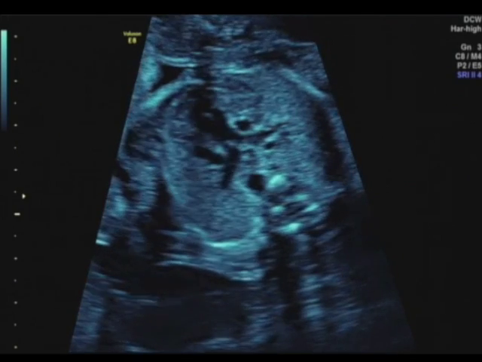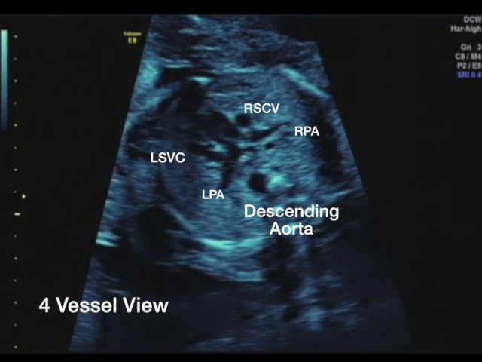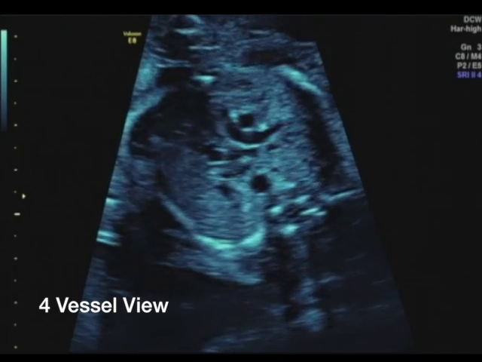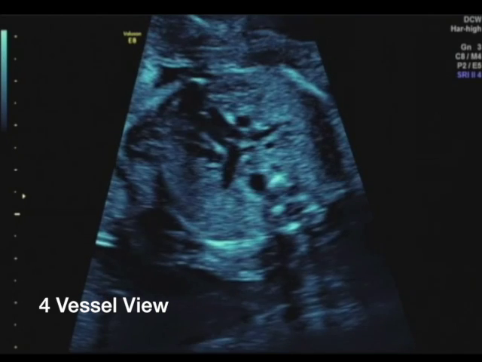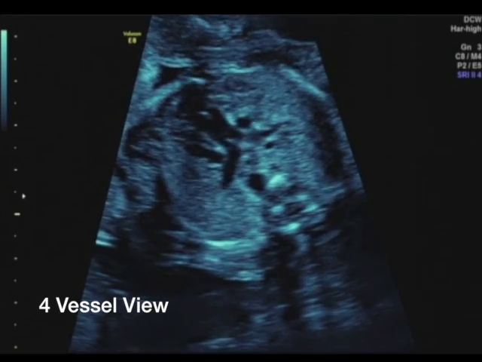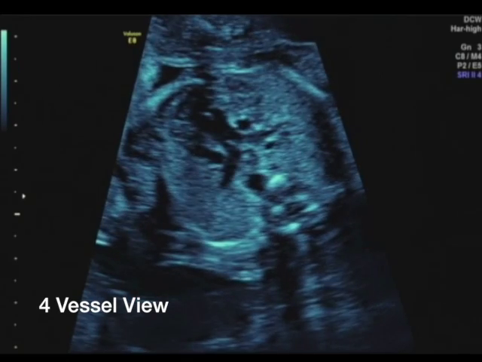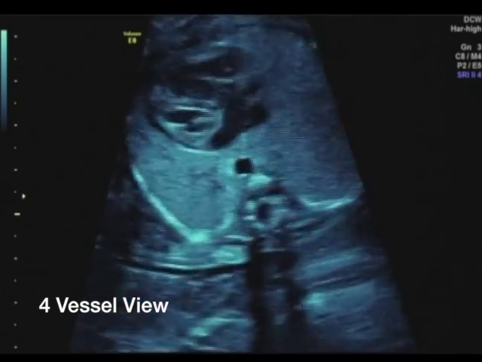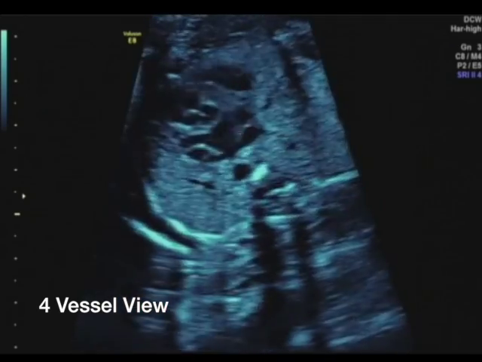And here we see again the 3-vessel, actually 4-vessel view. Note the linear structure of the left SVC and the round right SVC. Note the dilated coronary sinus into the left atrium.